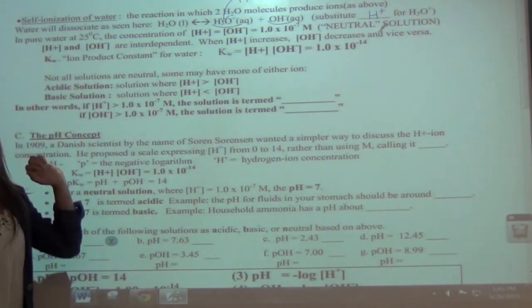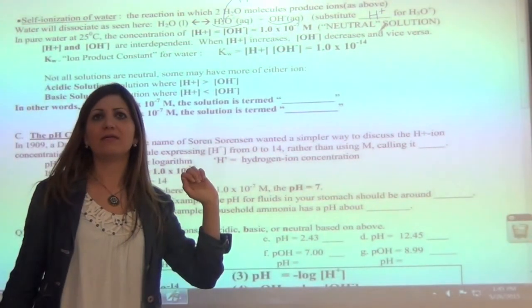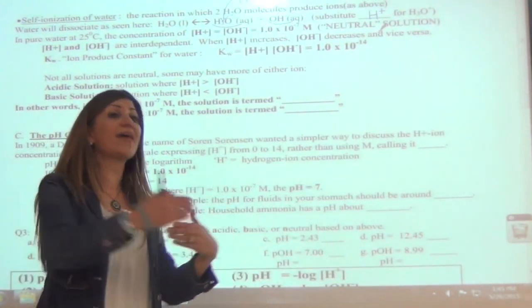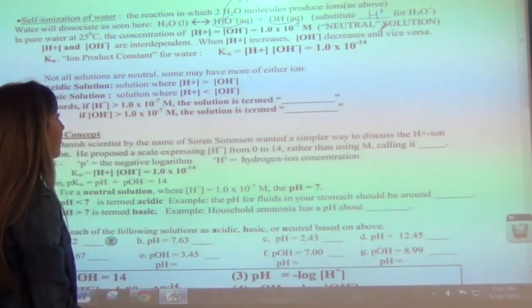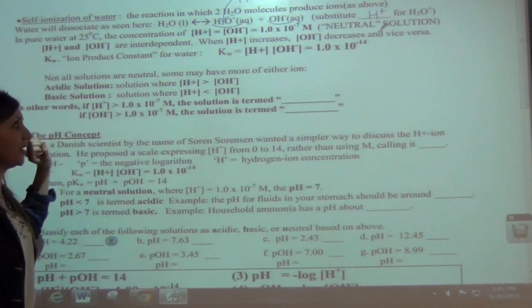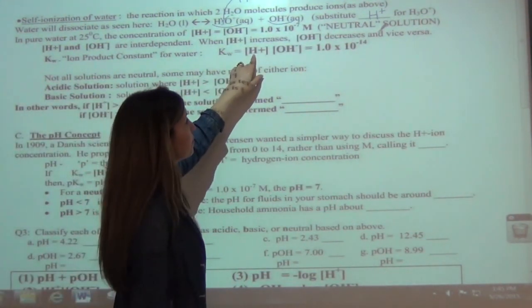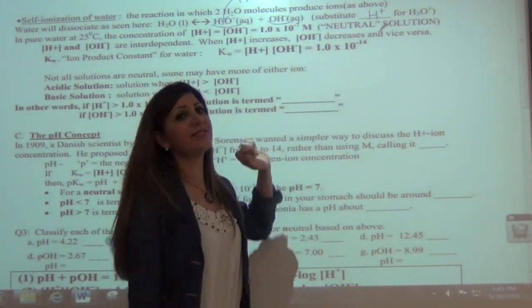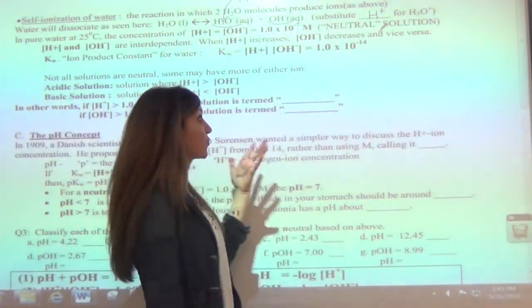H plus and OH minus are interdependent. What does that mean? You rely on each other? Yep, they rely on each other. As one goes up, the other one goes down, and the other way around. Okay, vice versa. It says the Kw is called the ion product constant for water. And Kw is H plus times OH minus, and when you multiply the two together, you get 1 times 10 to the negative 14.